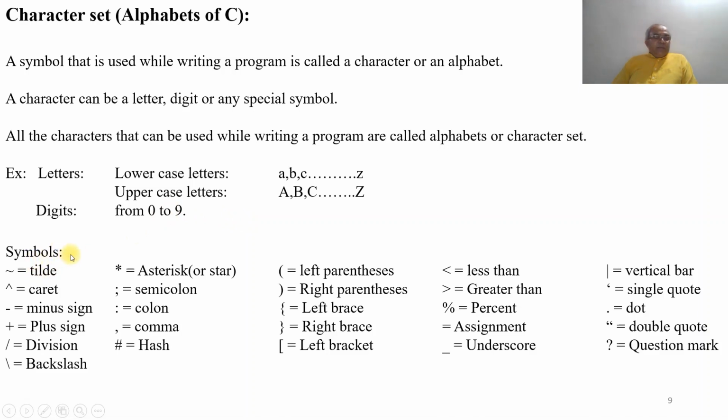So we have symbols like tilde, caret, minus sign, plus sign, division, star, asterisk, colon, comma, hash, left parenthesis, right parenthesis, left brace, right brace, left bracket, right bracket, less than, greater than, percent, equals, underscore, vertical bar, single quote, dot, double quote, question mark, and backslash.